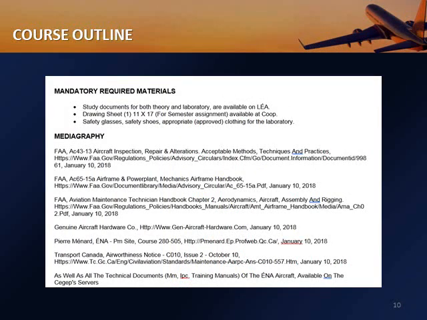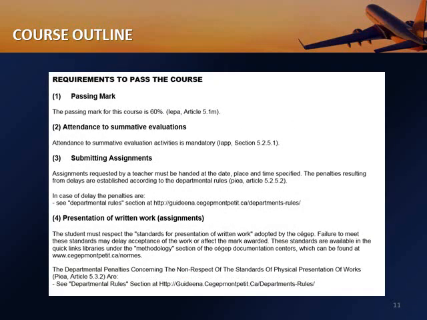Mandatory required material: study documents, and also laboratory documents that will be available on LEA. You have to print those, you need those in class. You're going to need a drawing sheet 11 by 17. That's available at the co-op, and I believe it's like 10 or 15 or 25 cents or something like that. Also, safety glasses, safety shoes, approved clothing for the laboratory, and I guess also a face mask. Passing mark, as you know, is 60.